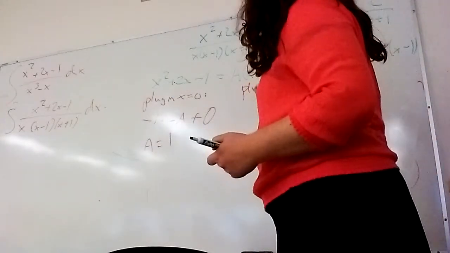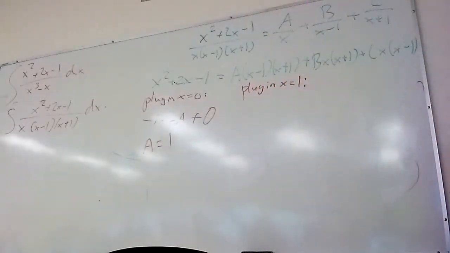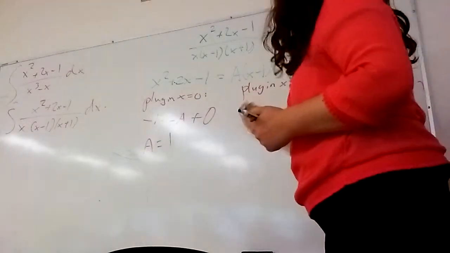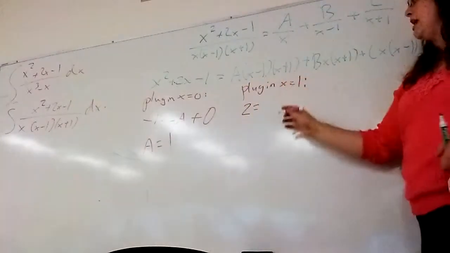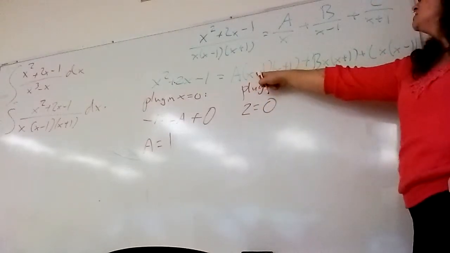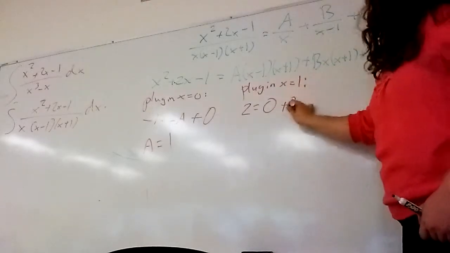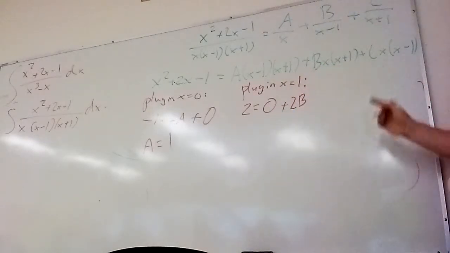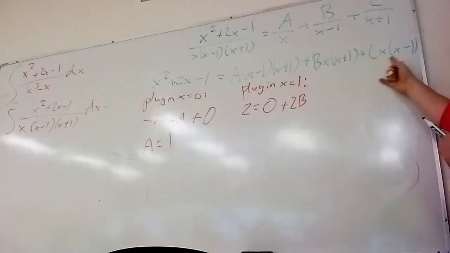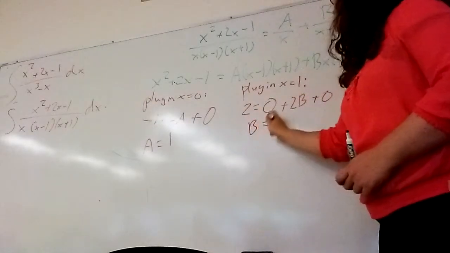Now if I plug in x equals 1, the left-hand side is 1 squared plus 2 times 1 minus 1, which is 2. Here, this a term is 0, because there's x minus 1 in it. When I plug in x equals 1, it goes to 0. Here, this b term is b times 1 times 2. So we have 2b. Here, the c term is c times 1 times 0, which is 0. So 2 is 2b, so b is 1.